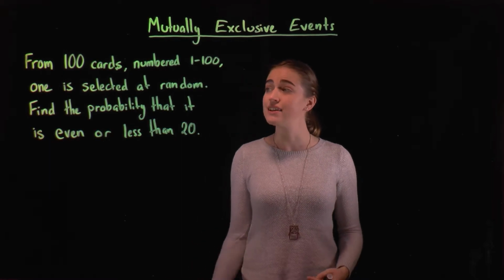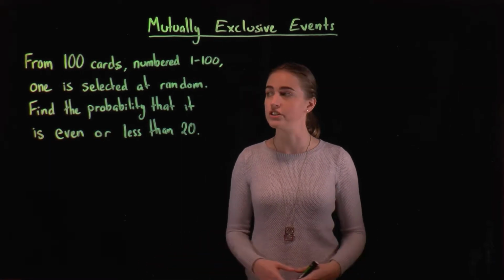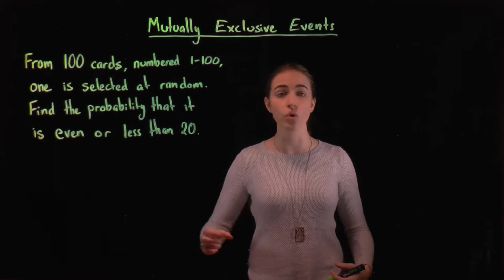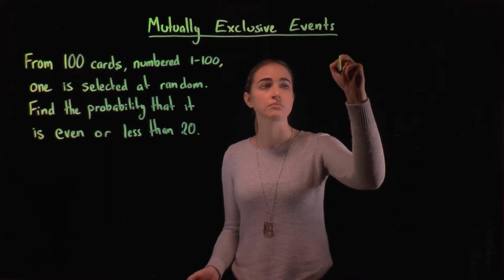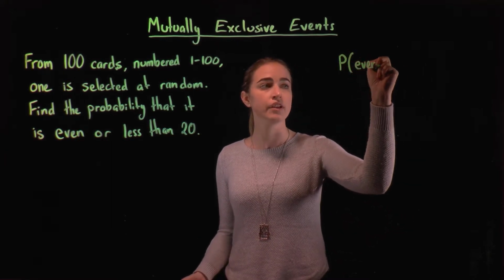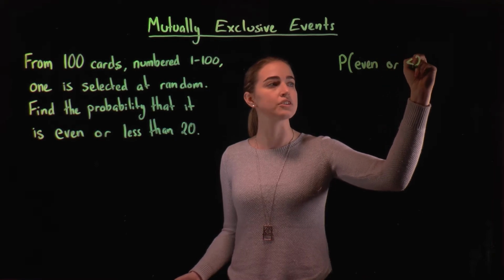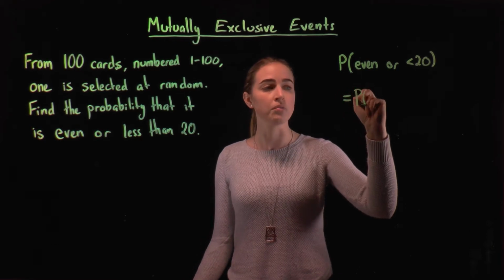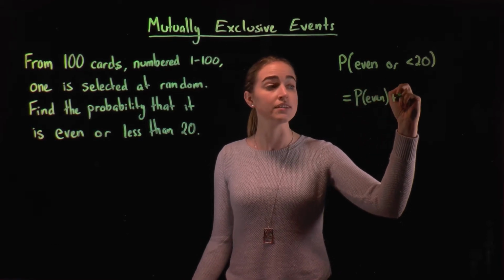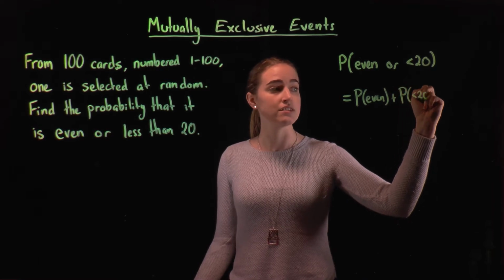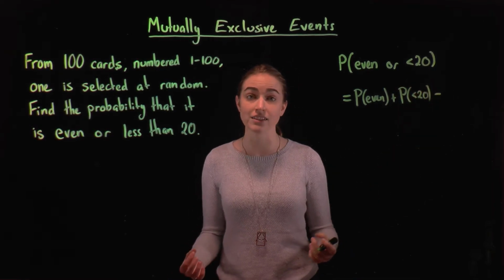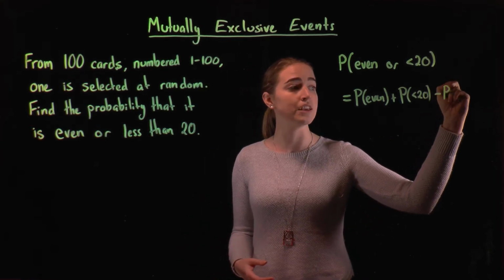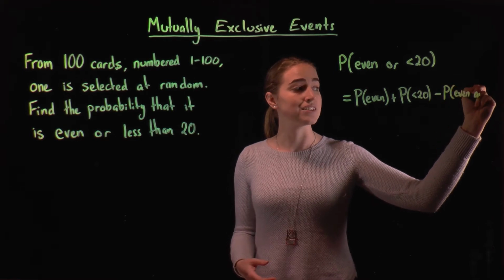Our example says, from 100 cards that are numbered 1 to 100, 1 is selected at random. We're asked to find the probability that it is even or less than 20. So we're finding the probability that our card is even or less than 20. Using what we just found, that probability is equal to the probability that it's even, plus the probability that it's less than 20. And because there are numbers that satisfy both of those things, there is overlap in those categories, so we have to subtract the probability that it's even and less than 20.